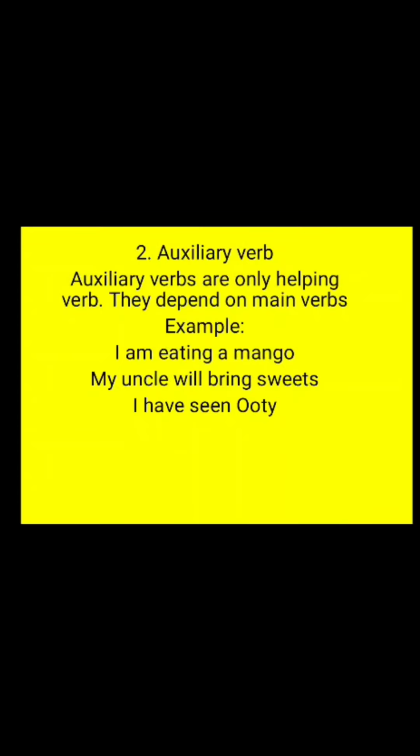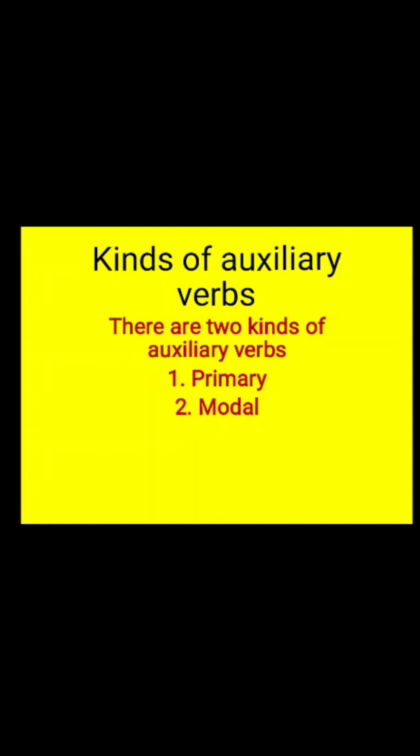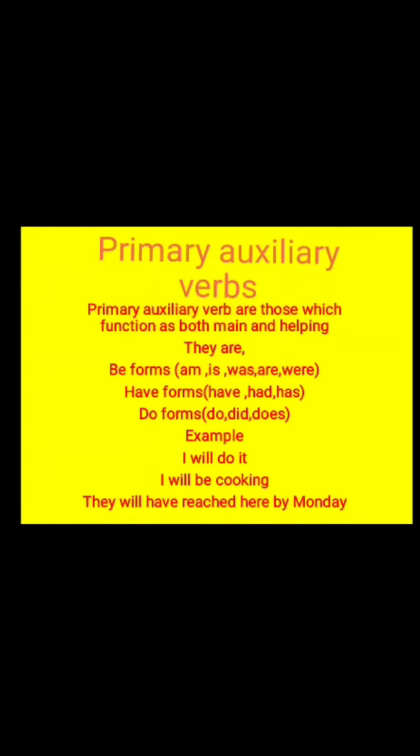And next, what I want to explain to you is kinds of auxiliary verbs. So we have seen two kinds of verbs, that is main verb and auxiliary verb. In auxiliary verb, we have two kinds. One is primary auxiliary verbs and the other is modal auxiliary verbs. So let me explain what primary auxiliary verbs are. Primary auxiliary verbs are those which function as both main and helping verbs.